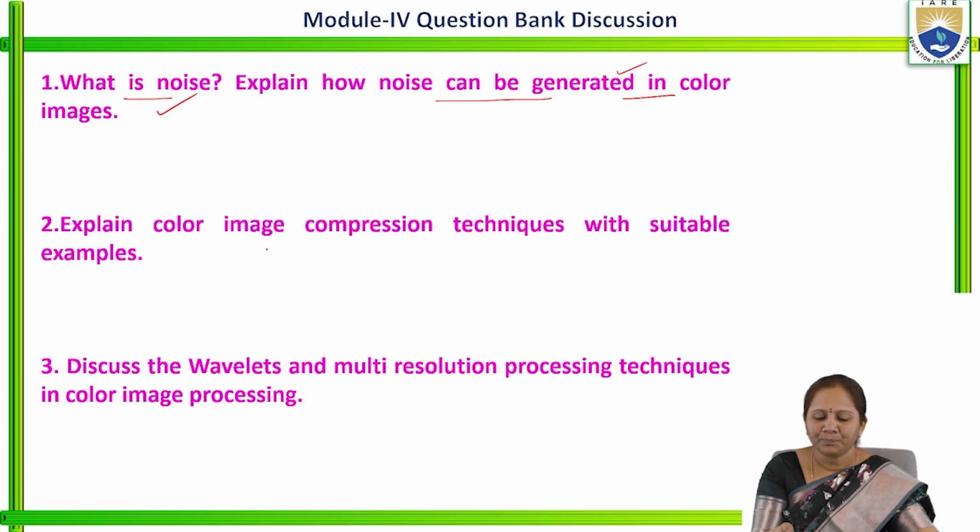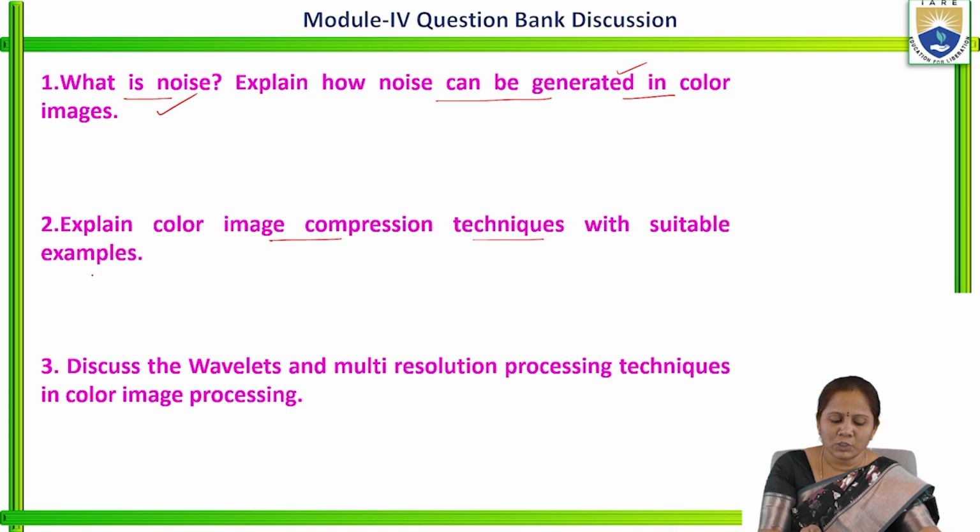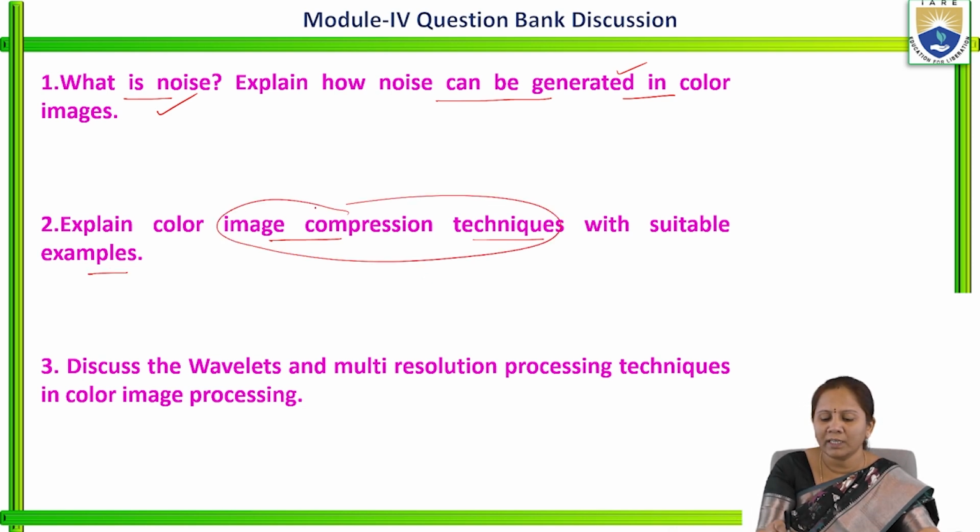And next one is explain color image compression technique with suitable example. So here we know compression techniques are of two types. One is lossy compression and another one is lossless compression. So we have to explain about that too by taking examples.